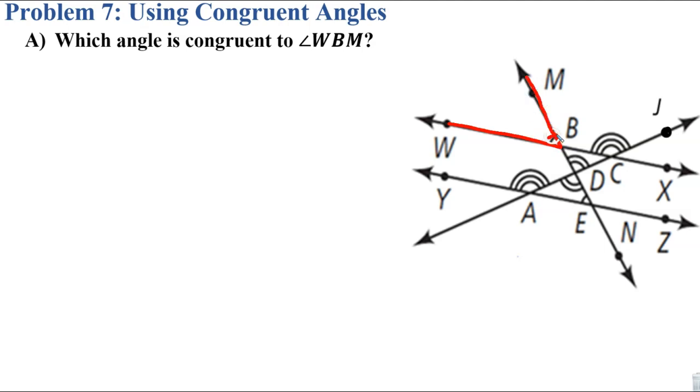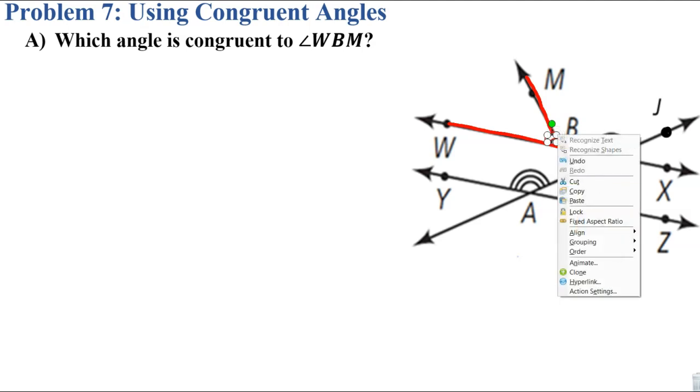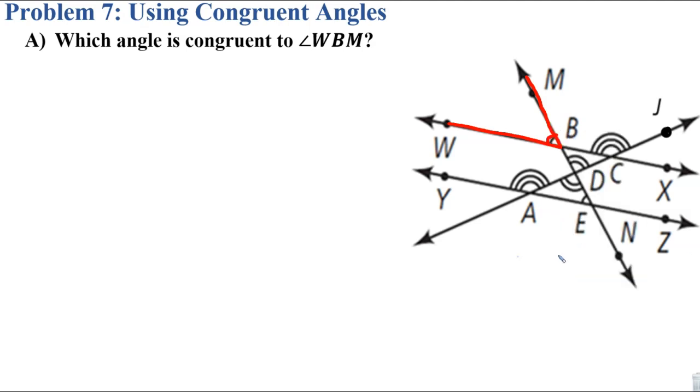And since WBM has a single arch on it, what I can do is match that up with the other angle with a single arch. Okay, that single arch is just right here. So that means it's congruent to this angle. So I could say that angle WBM is congruent to angle, well, we could say YEB.